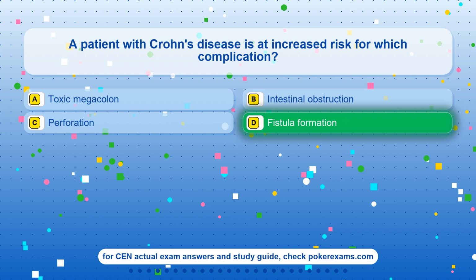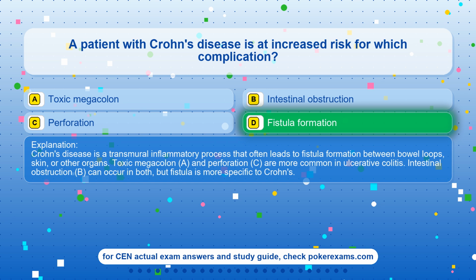The correct answer is option D. Fistula formation. Crohn's disease is a transmural inflammatory process that often leads to fistula formation between bowel loops, skin, or other organs. Toxic megacolon, A, and perforation, C, are more common in ulcerative colitis. Intestinal obstruction, B, can occur in both, but fistula is more specific to Crohn's.